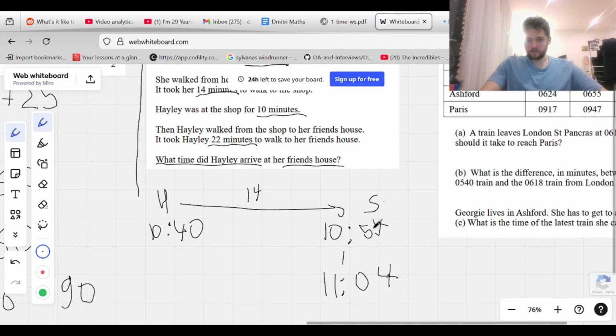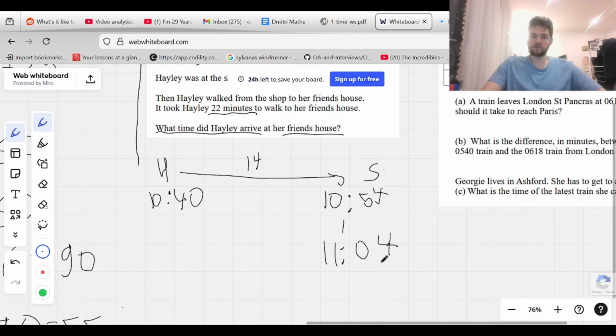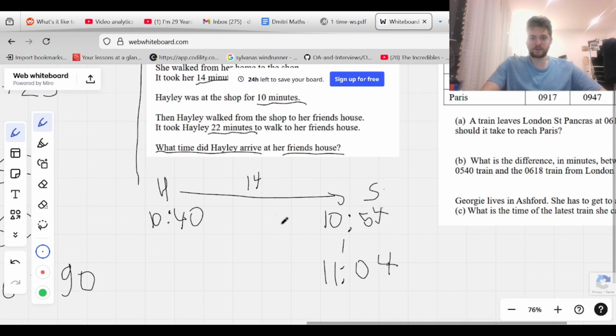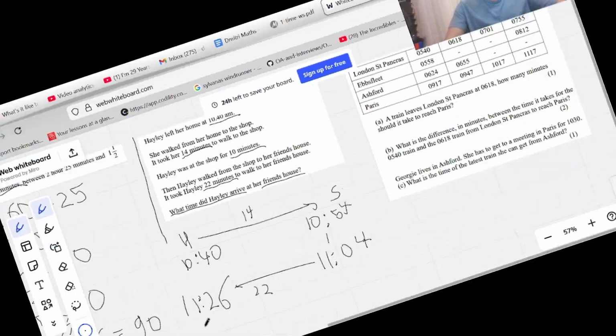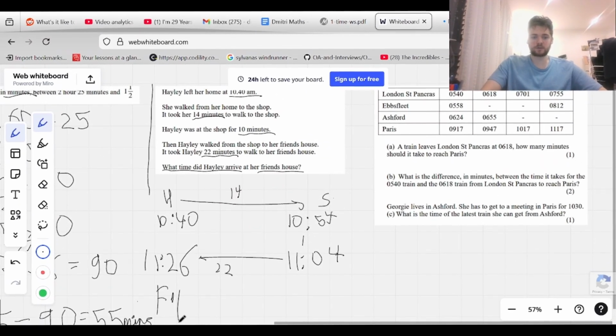And if you don't believe me, you can just check. So 10:54 plus 6 plus 4 is 11:04. And then she walks to her friend's house, which takes her 22 minutes. And this time, of course, simply adding 22 gives us 11:26. This is the time that she arrives at her friend's house, which is the answer we're looking for. The answer is 11:26.